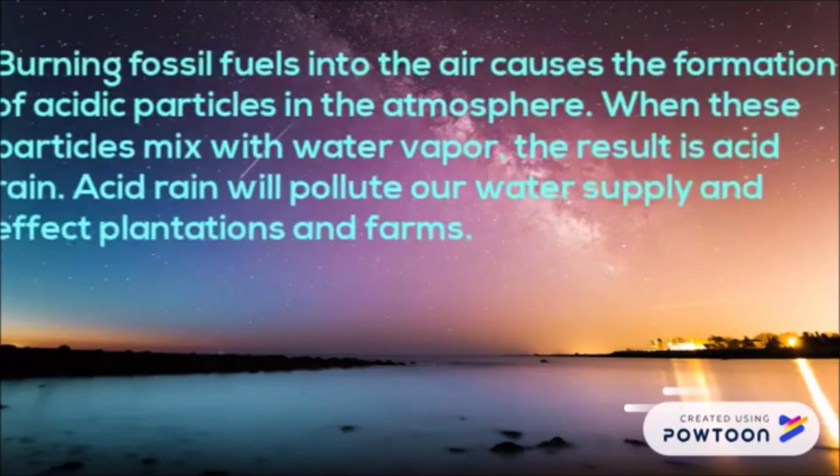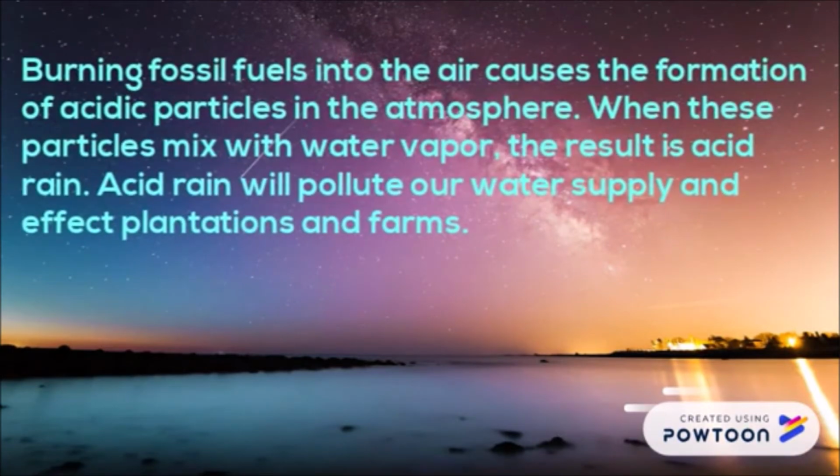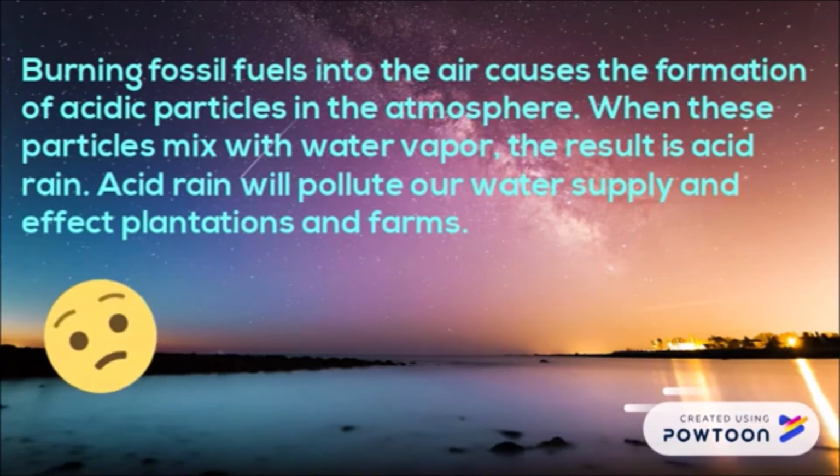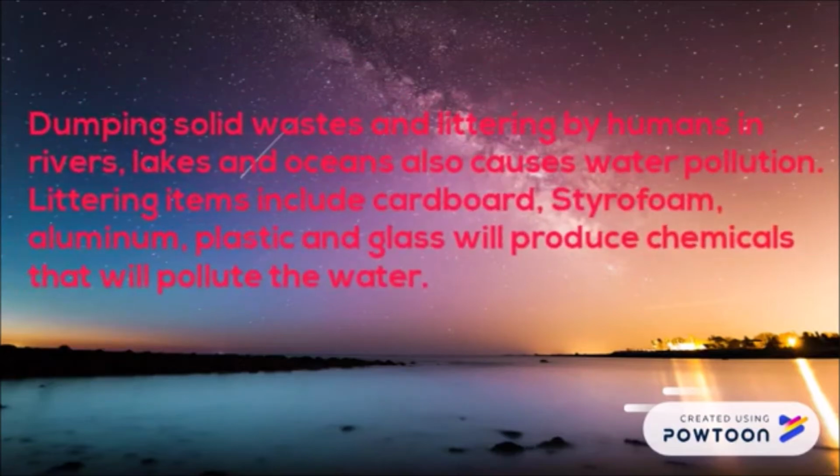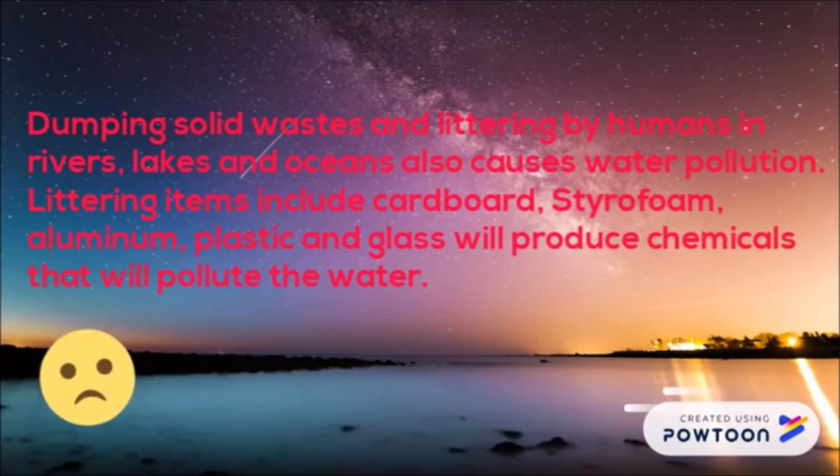Burning fossil fuels causes the formation of acidic particles in the atmosphere. When these particles mix with water vapor, the result is acid rain. Acid rain will pollute our water supply and affect plantations and farms. Dumping solid waste and littering by humans in rivers, lakes and oceans also causes water pollution. Littered items including cardboard, styrofoam, aluminium, plastic and glass will produce chemicals that pollute the water.